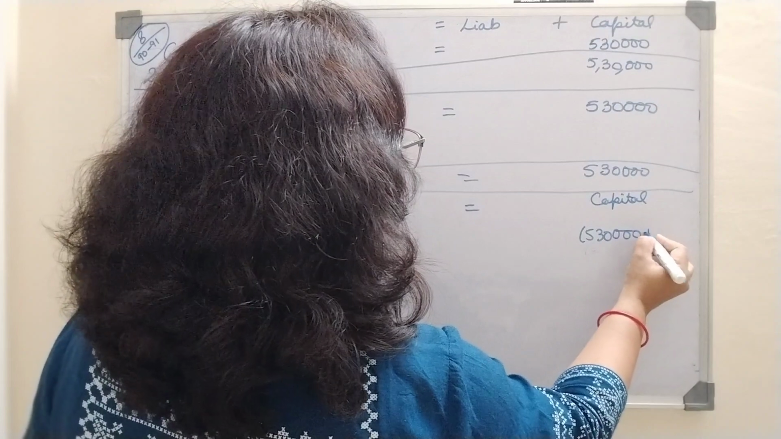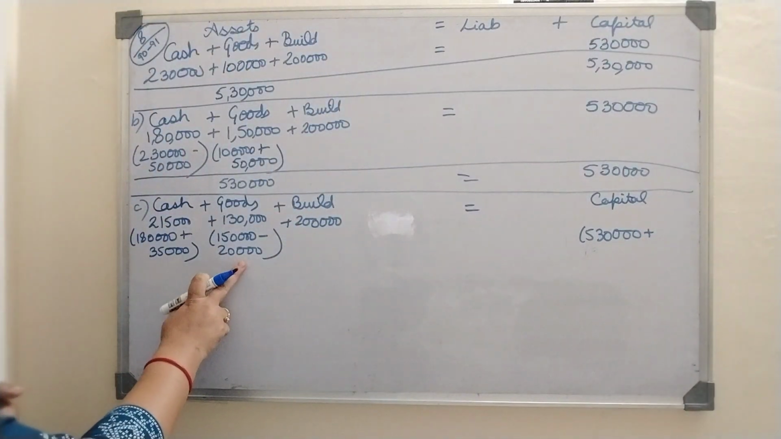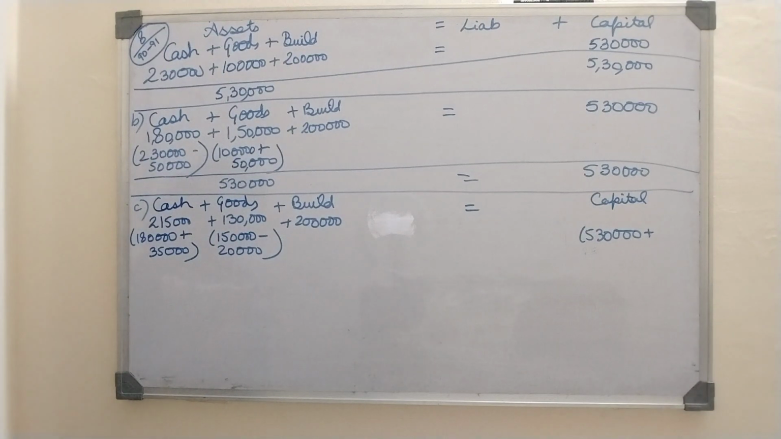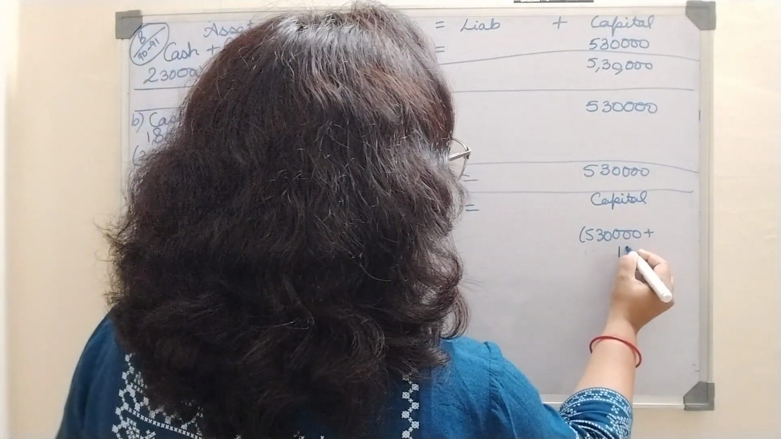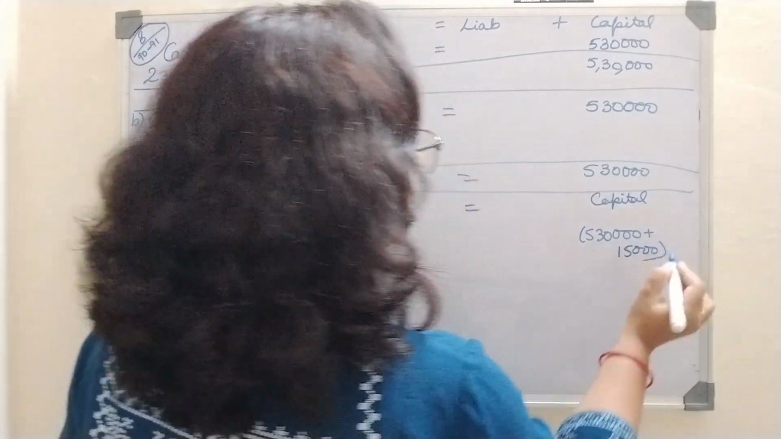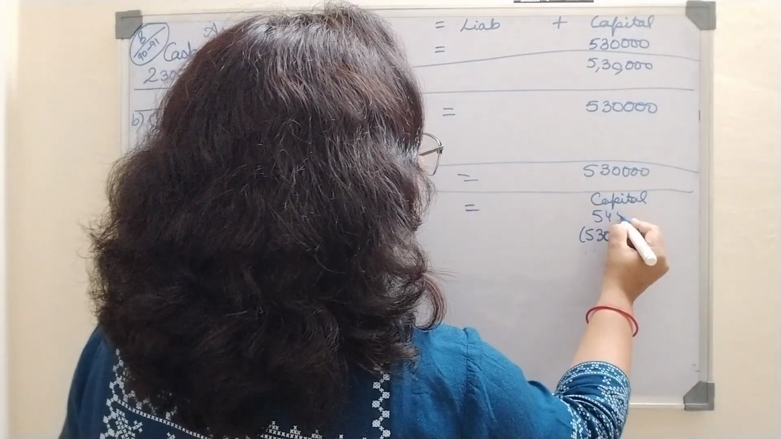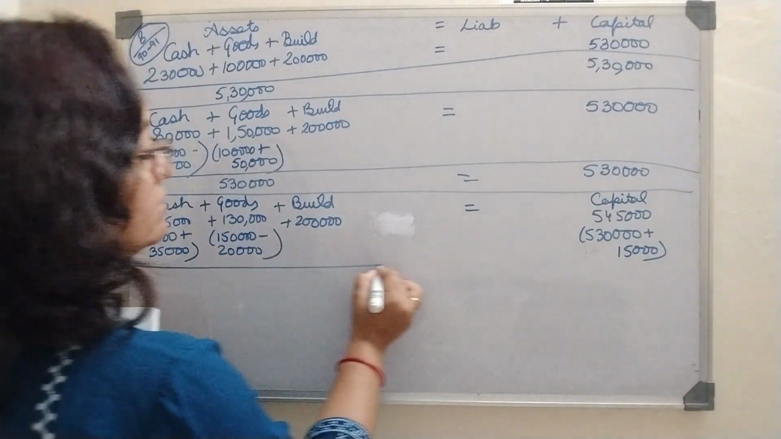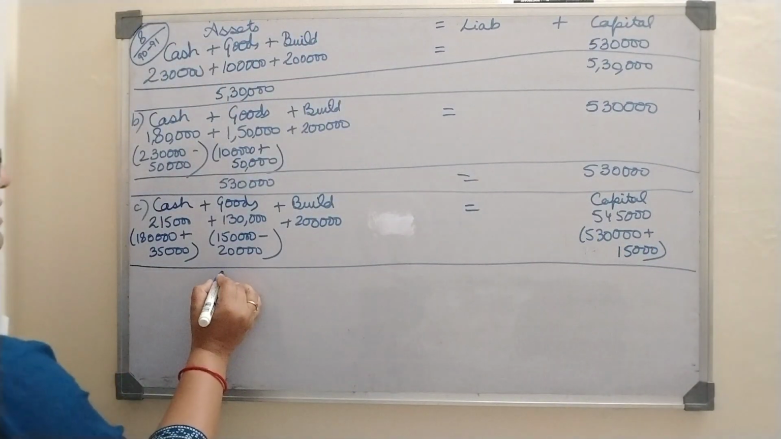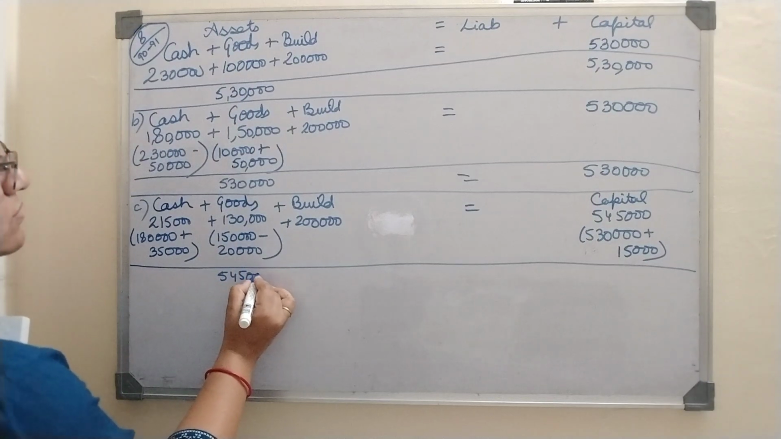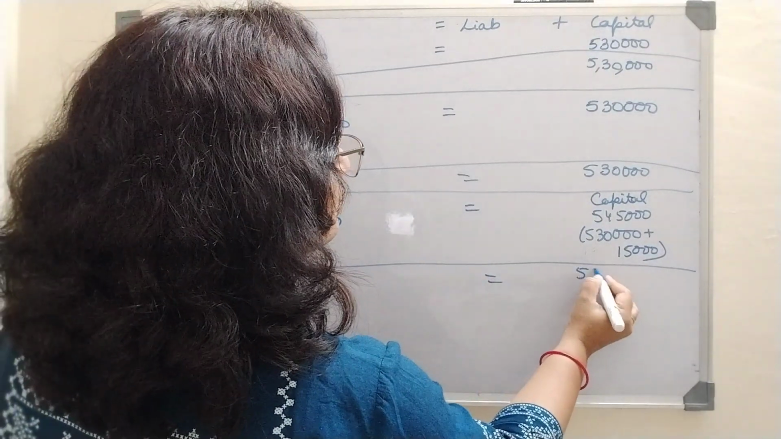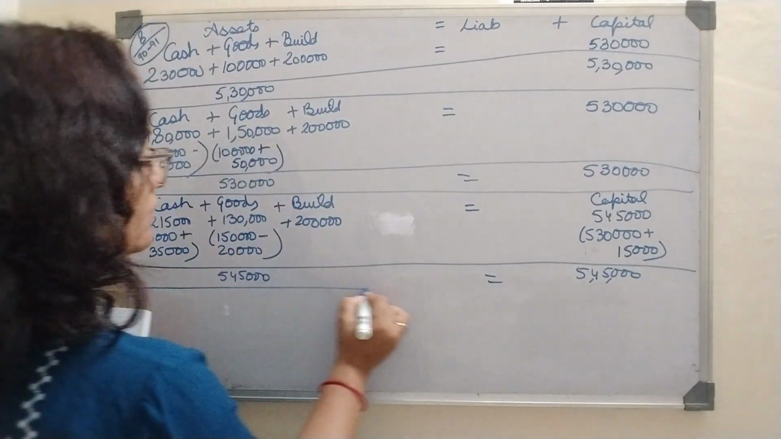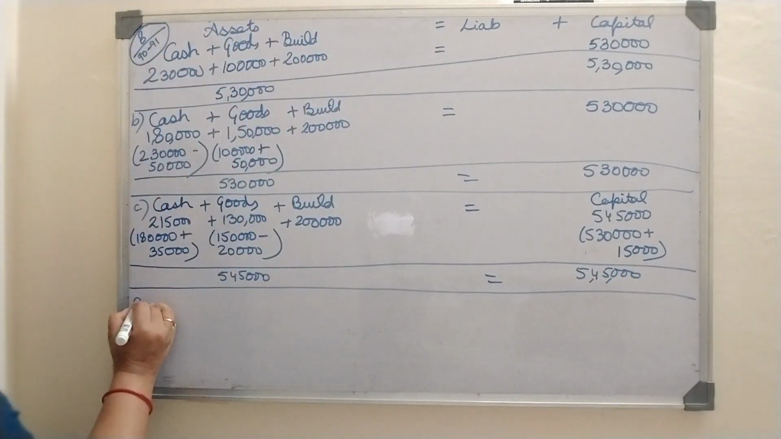Now in capital we will add the profit. How much is the profit? We have sold goods costing 20,000 for 35,000, so the profit we have earned is 15,000. So it comes to 5,45,000. The total of all the items of the left hand side is 5,45,000, equal to 5,45,000. Now we go to the next part.